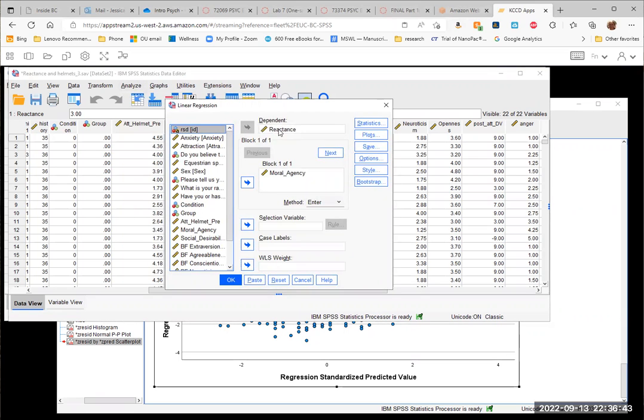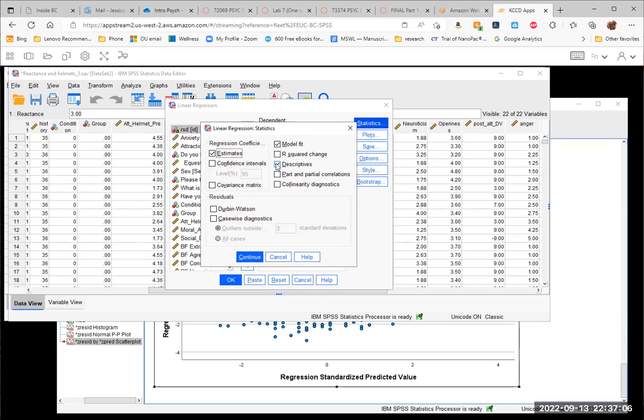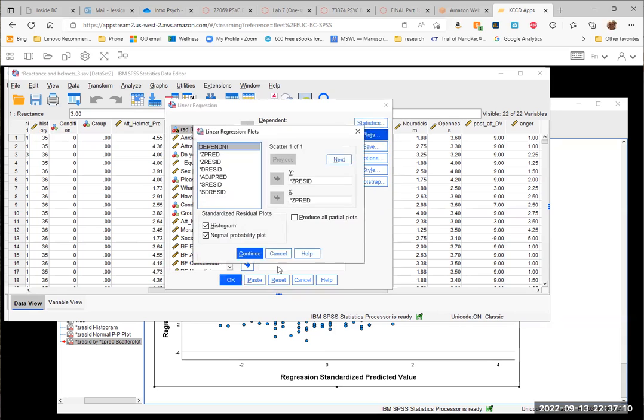So we're using psychological reactance as our dependent variable. That's the reaction people get to suggestions or requests that they do something, feeling like they're going to lose their freedom. It doesn't really matter. And we're now using moral agency, or perceived control over morally relevant behavior, as our predictor variable. We can select descriptives, as I've told you before, for our statistics, and then we go to plots.